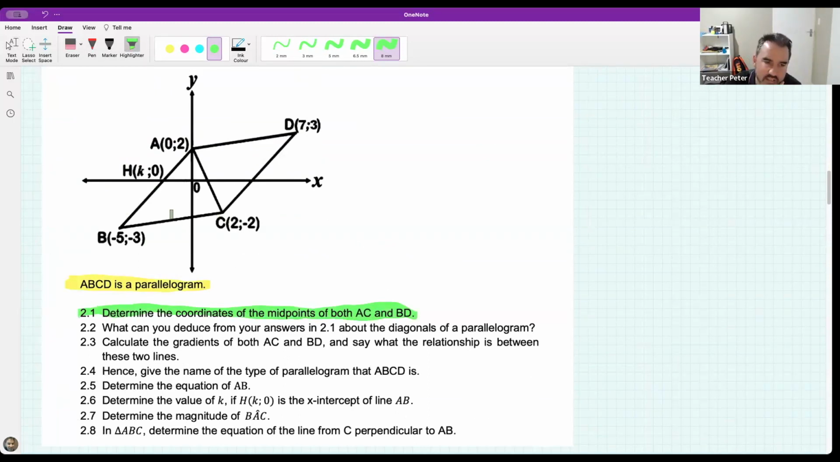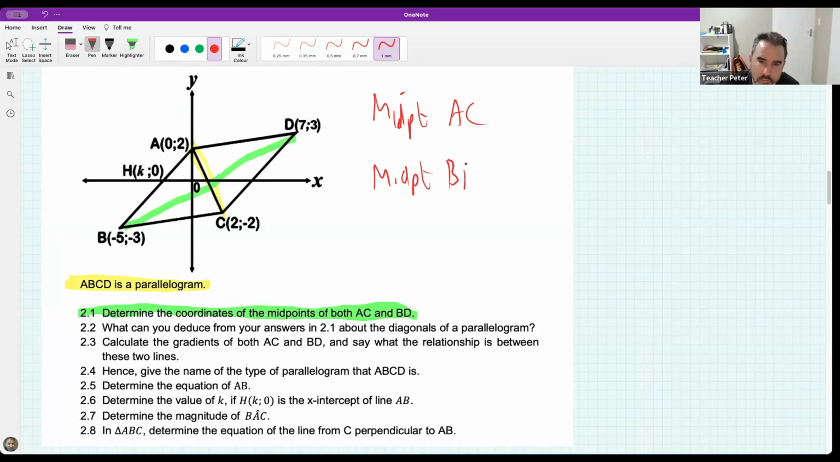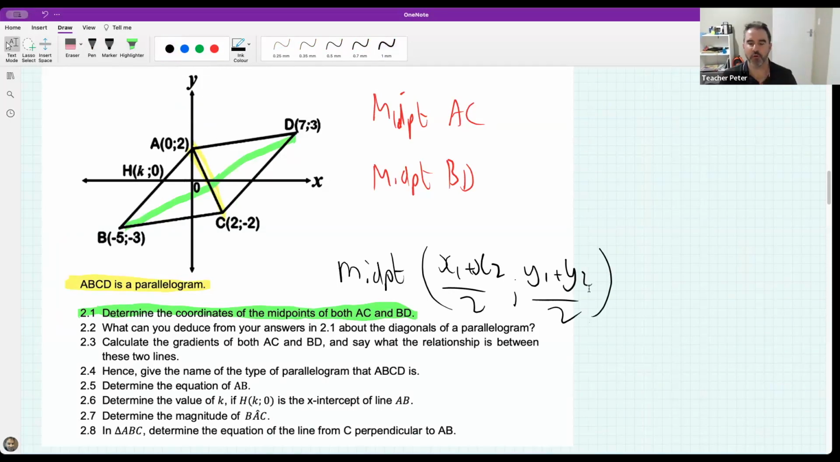So AC, let's make AC yellow. That's the diagonal. And let's make this the other diagonal. Now, I want you to find me the midpoint of AC and the midpoint of BD, remembering that the midpoint formula is just the following. Okay, off we go. Tell me what you get.